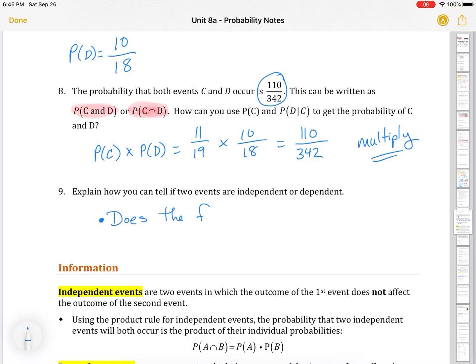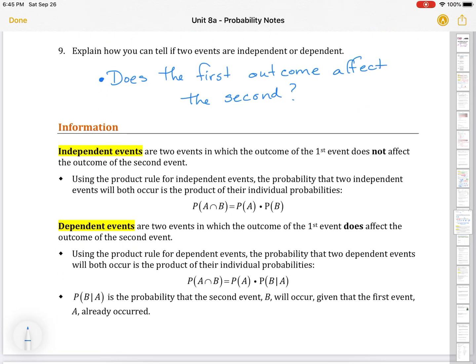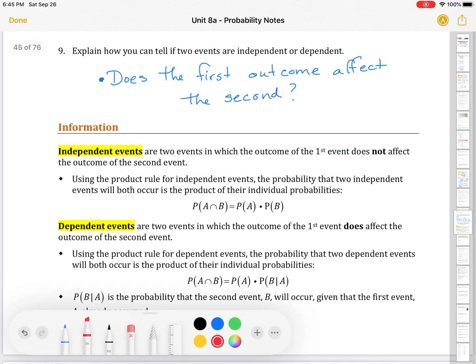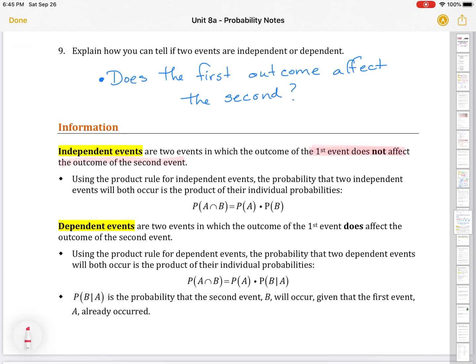Now, how can we tell if two events are independent or dependent? The way we do it is we ask the question, does the first outcome affect the second? So it's really, does it have an impact on the probability of the second? And you have to think them through when we're doing them. Let's look at some information here. Let's summarize. Independent events are two events in which the outcome of the first event does not affect the second event.